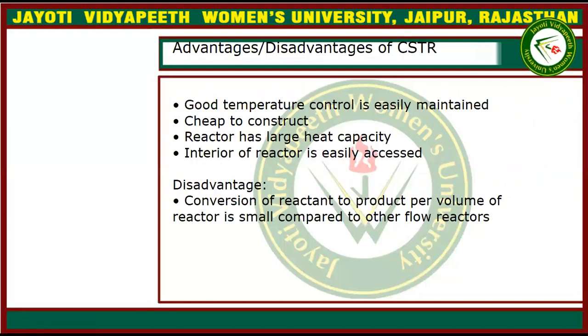What are the advantages of continuous stirred tank reactors? They are very good in controlling the temperature, and they are cheap, not expensive, affordable. The reactor has a large heat capacity and the interior of the reactor is easily accessed because there are agitators, and we can access the continuous stirred tank easily.